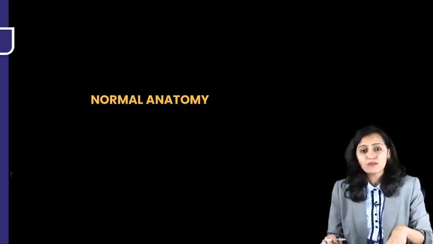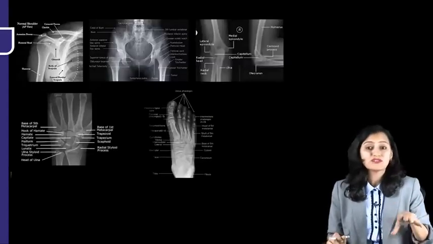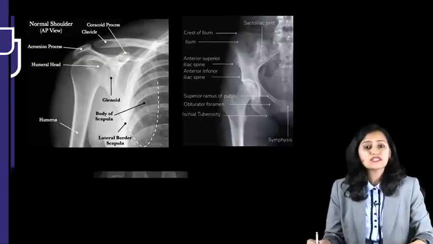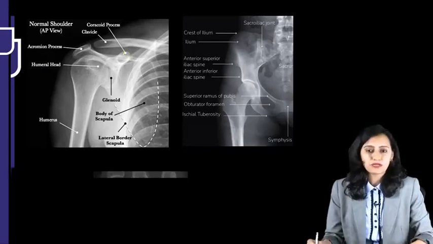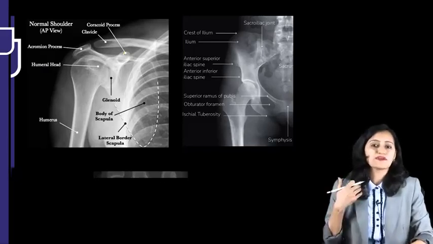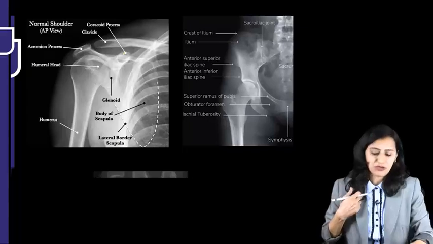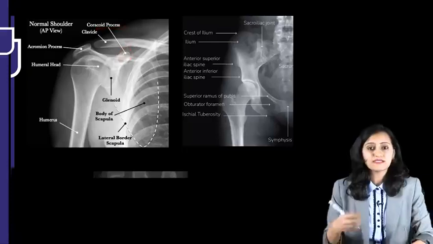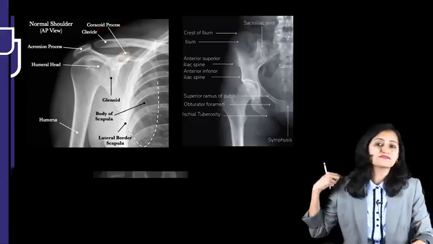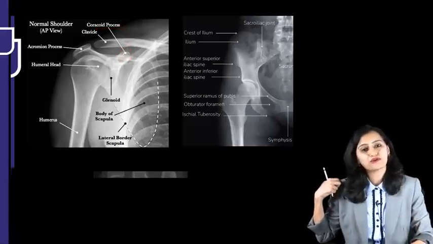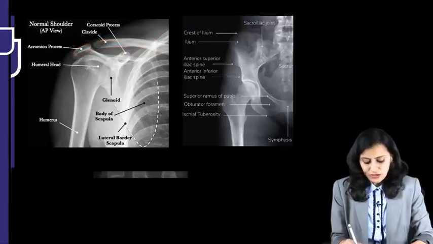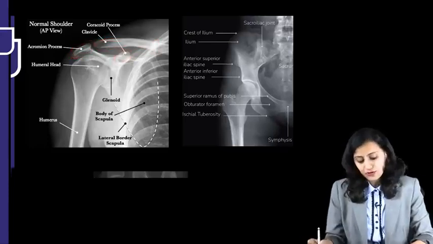Next, let's have a look at the normal anatomy in the most important musculoskeletal radiographs which are frequently asked in the exam. So what do we see here? Which is the coracoid process, which is the acromion process? Remember the simple concept that coracoid is infraclavicular. So what you see infraclavicular is going to be the coracoid process. The clavicle articulates with the acromion process to form the acromioclavicular joint. So this is coracoid and this is the acromion process.